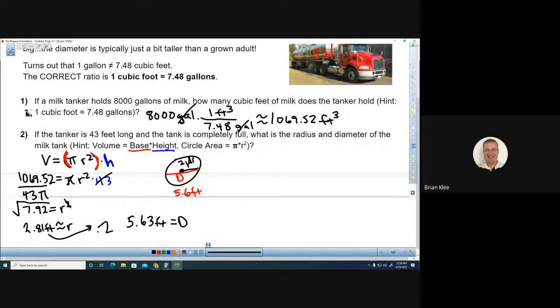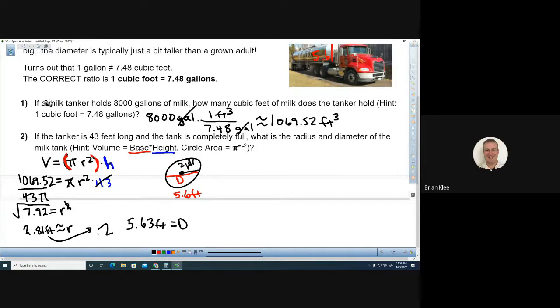That should be helpful on the spreadsheets. Take a look at this. Maybe keep this open as a separate tab or whatever, and work through the milk tank problem.